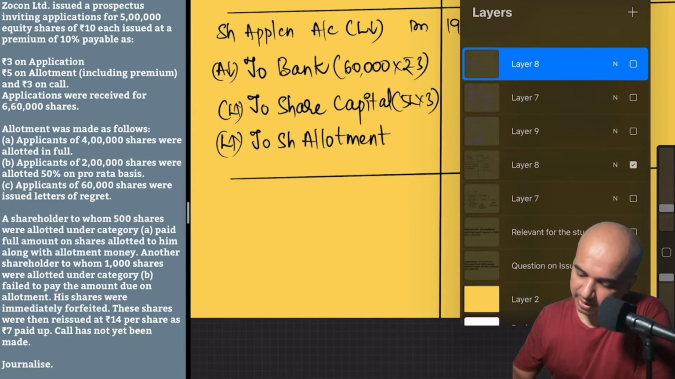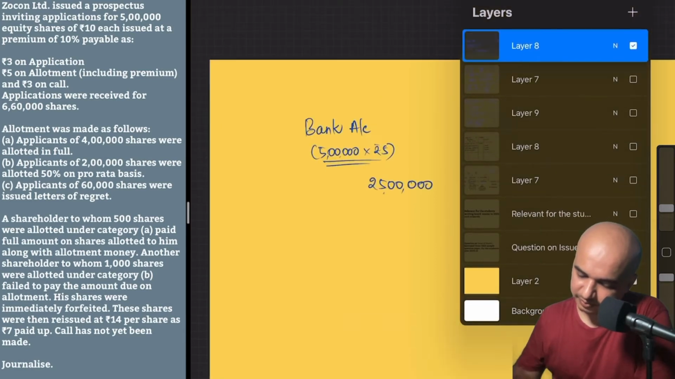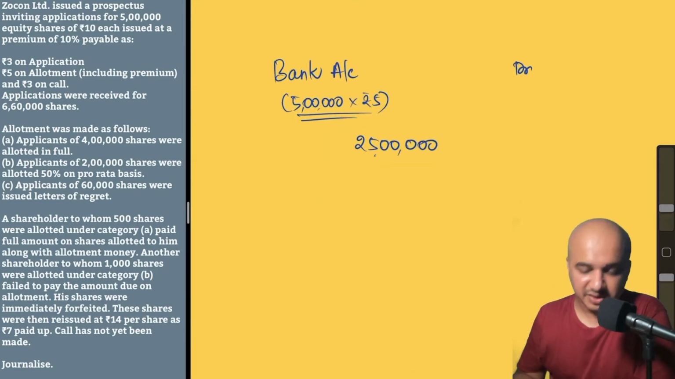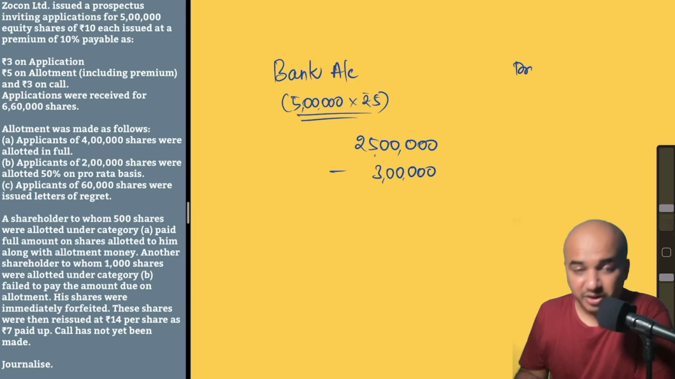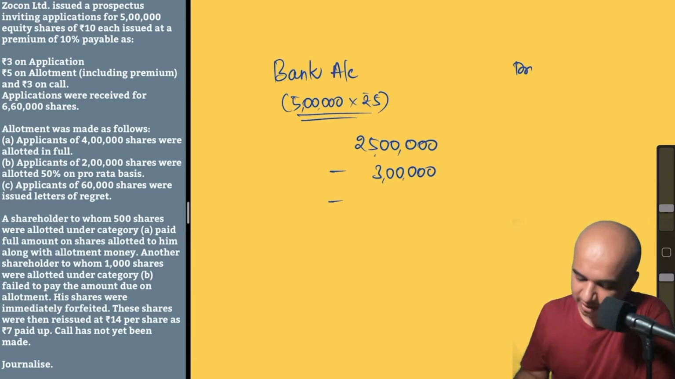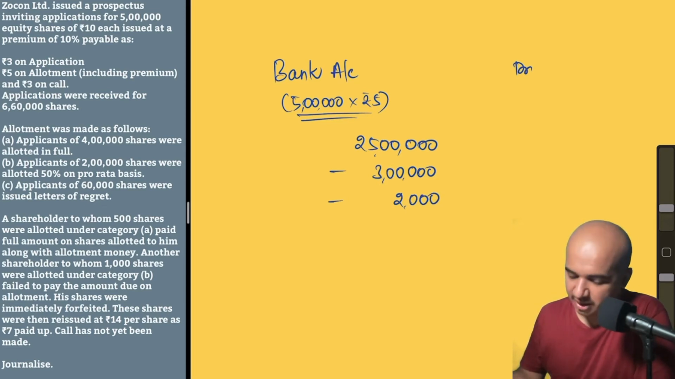So let us go back now to our entry. So 25 lakhs minus 3 lakhs which we have already received, that will not be received now. Then what else are we not going to receive? Nothing much except for the allotment amount which one particular shareholder has not paid. So that would be 2000 rupees. He was supposed to pay, but he did not pay. So that 2000 also will not be received now. Apart from that, is there anything else which we need to worry about when it comes to bank?